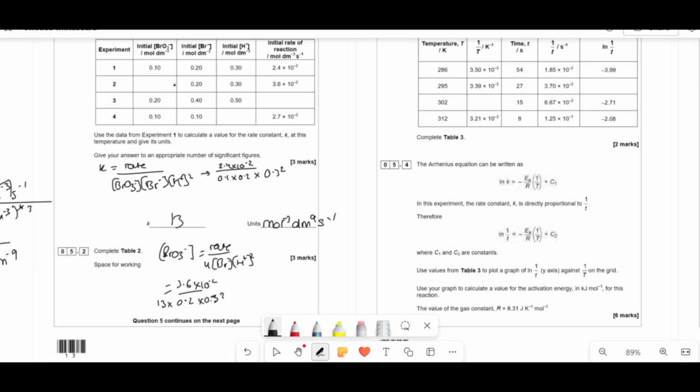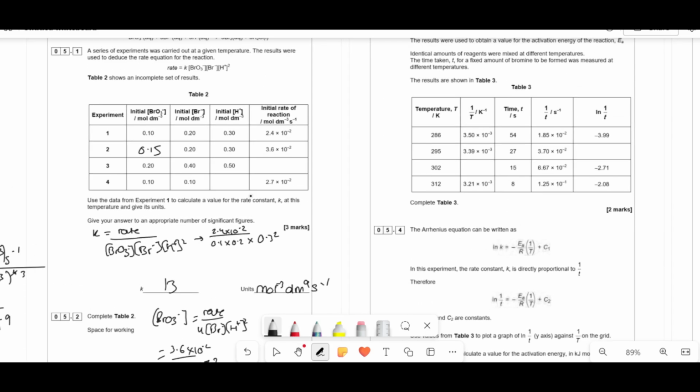Remember, the number of significant figures is 2, so we're going to stick to what they use, so it's going to be 0.15 there. Cool. So then for the other one, all you need to do is just slap into the rate equation with your k. So it would be k, which is 13, times BrO3⁻, which is 0.2, times 0.4, times 0.5 squared. If we do that, we end up getting 0.26. Cool. And then for the last one, you just rearrange it by doing rate divided by this, divided by this, divided by this, and then square rooted. Just for the sake of time, I'm going to skip ahead on that because it's just going to take too long, so it's 0.46. There you go.